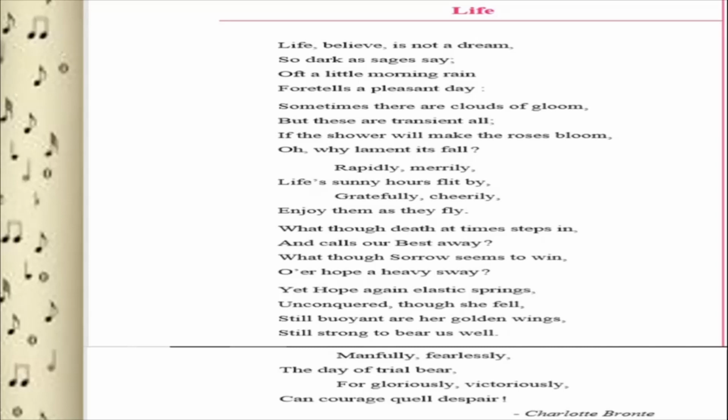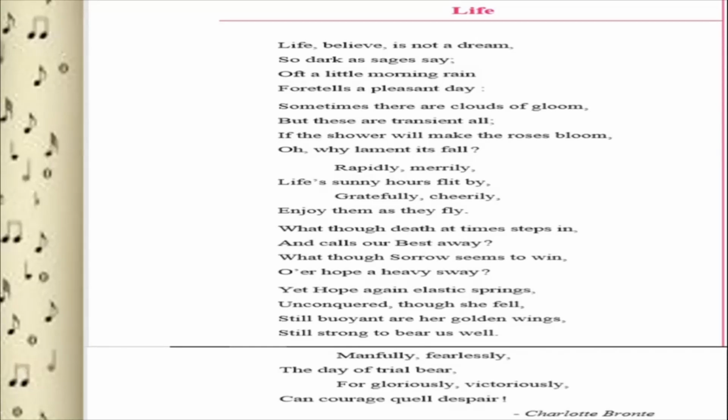Okay? What though death at times steps in and calls our best away? What though sorrow seems to win over hope a heavy sway? Now, these are things which are, you know, very, very bad for us to imagine.